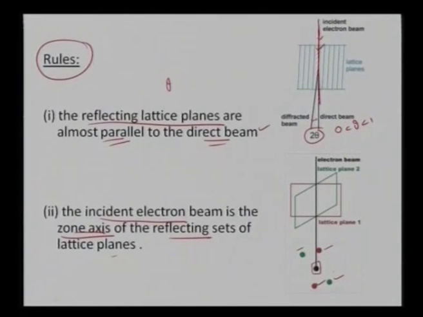So those are certain rules which are being followed here: that my reflecting plane is parallel to the direct beam, and secondly, my incident electron beam becomes the zone axis of the reflecting set of lattice planes. Because there will be so many lattice planes, this incident beam becomes the zone axis for all such planes.